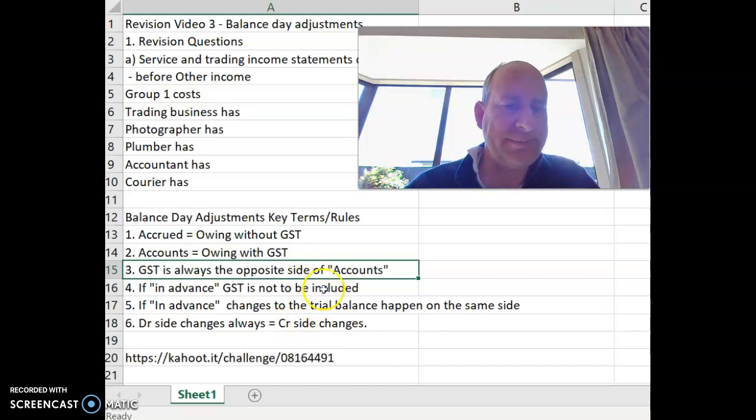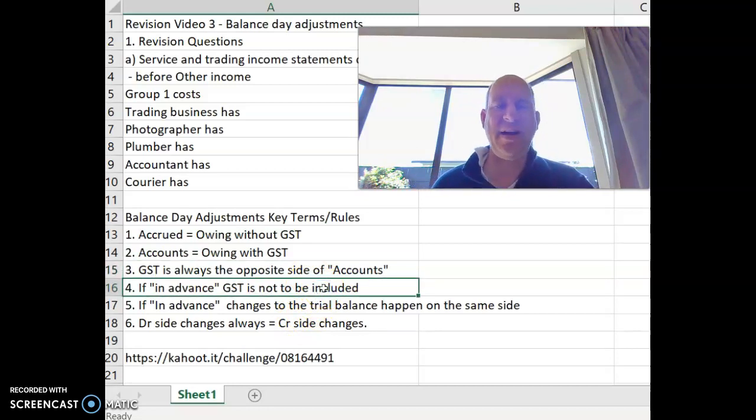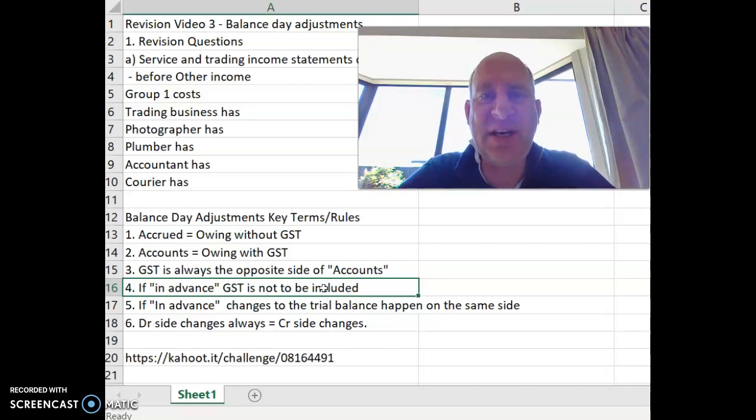Number 4, write that in. If it's in advance, so prepayments or income in advance, GST's got to be taken right out of the, excuse me, situation. What that means is that we pay the GST when we do the prepayment, and we claim it back from the government then. Same with the income in advance. When we receive it, we'll have to have that liability then. So if it's in advance, the balance day adjustment, get rid of GST.